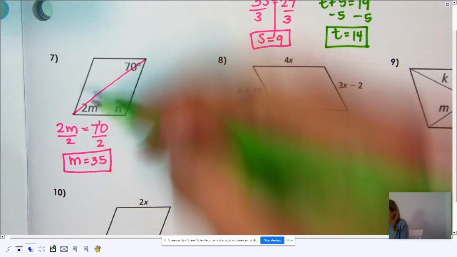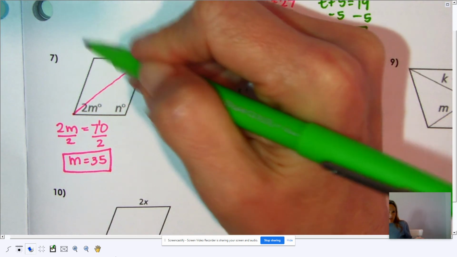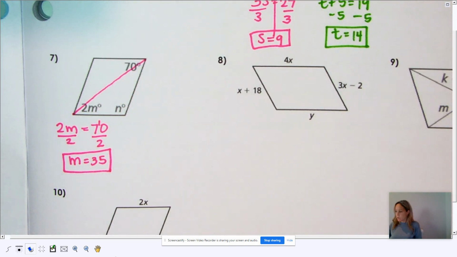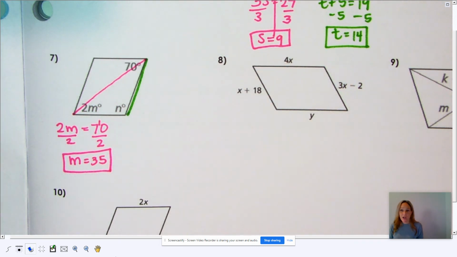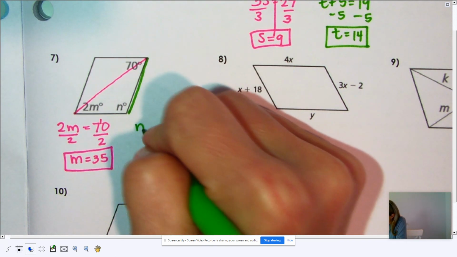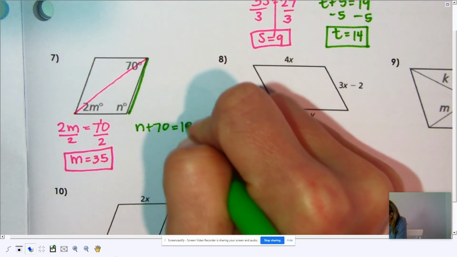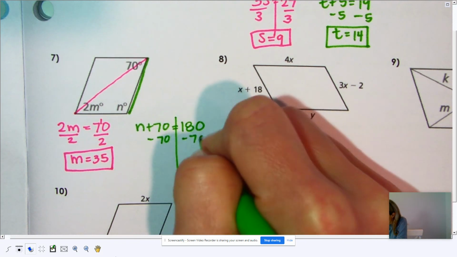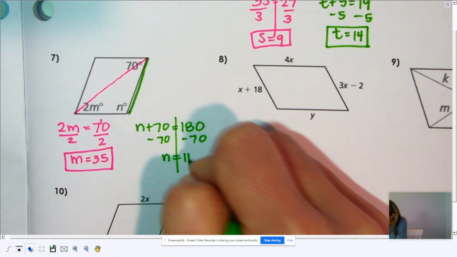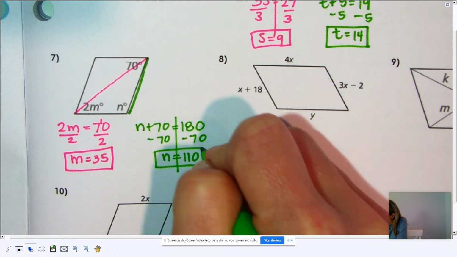And then look what's across from N, nothing. I don't know anything over there. So you need to say, well, what else do I know? I know that's 70. So how does that connect to the N? Well, they're not across from each other. Darn, that's the easiest kind. But they're in a row. So that means that they have to be supplementary. They're consecutive angles. So I know that N plus 70 is equal to 180. So I'm going to solve that now. Minus 70 on both sides. So I get N is equal to 110.